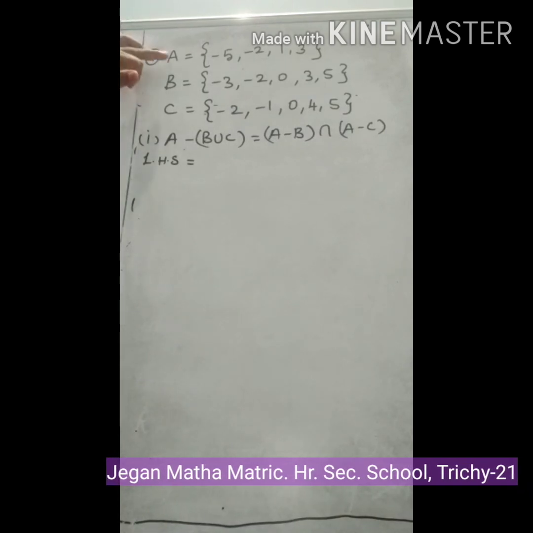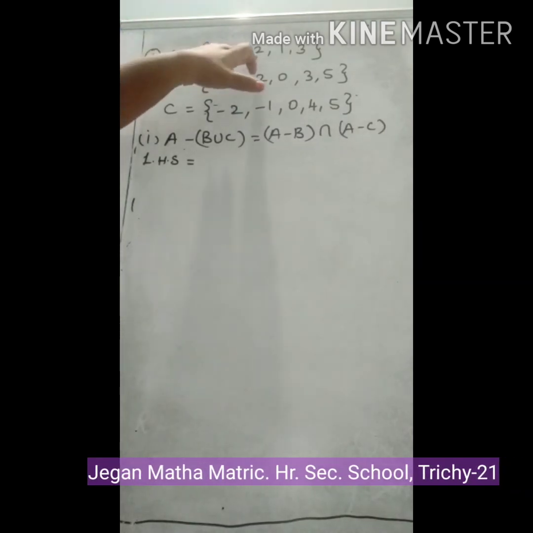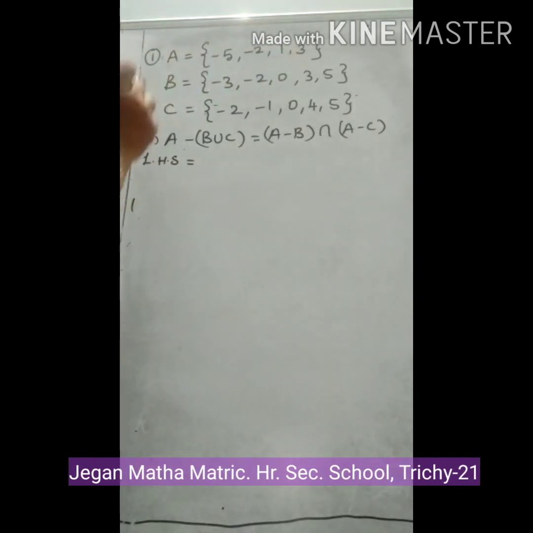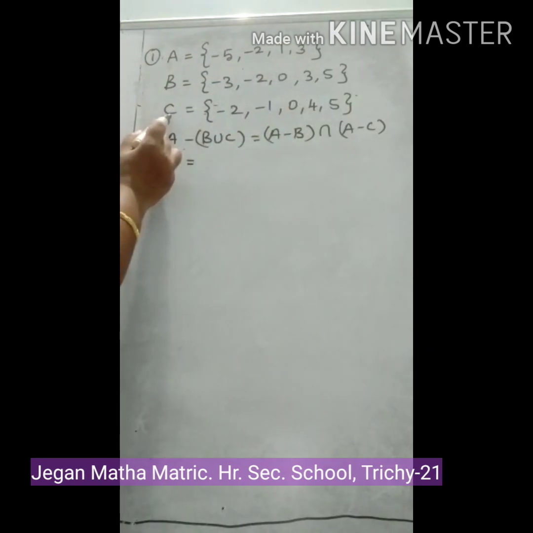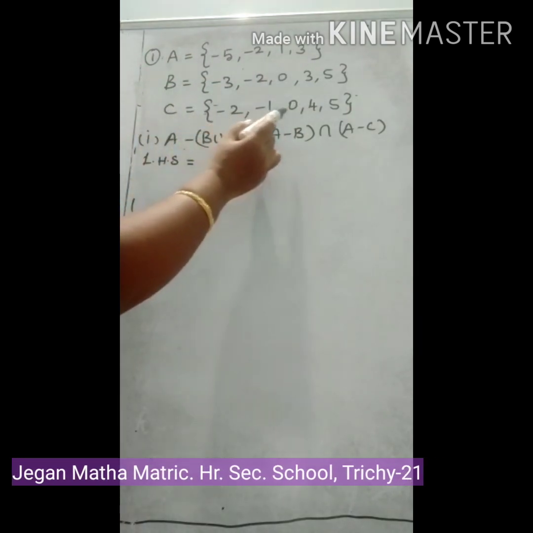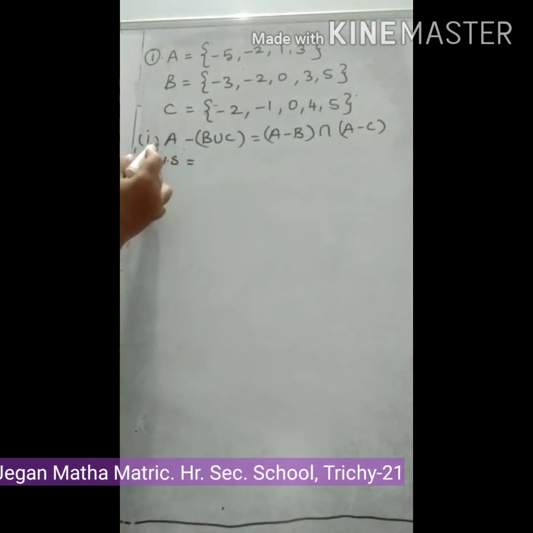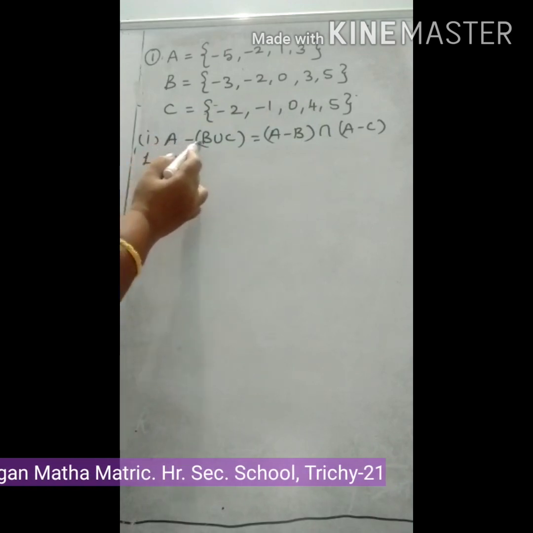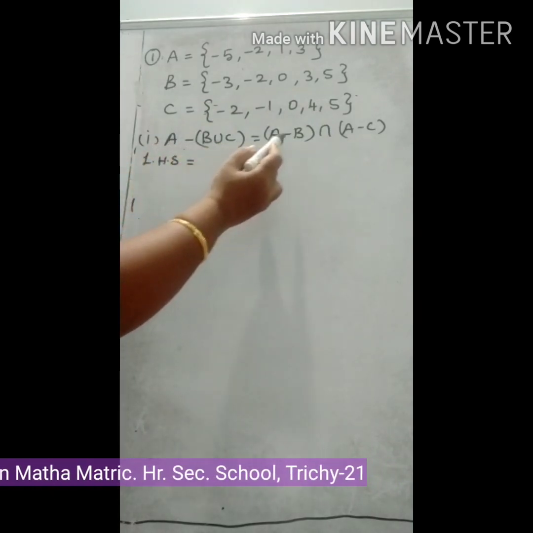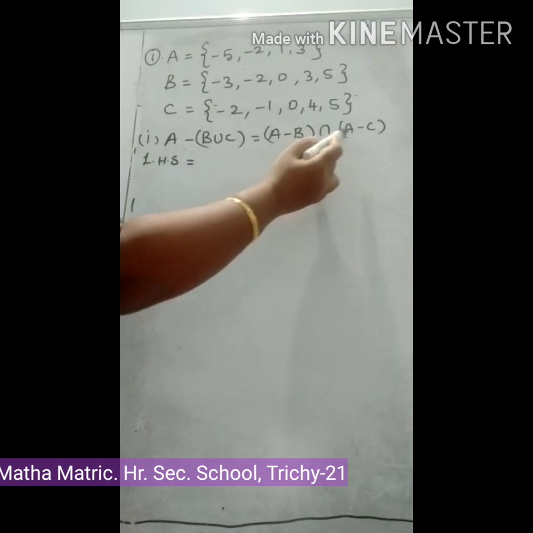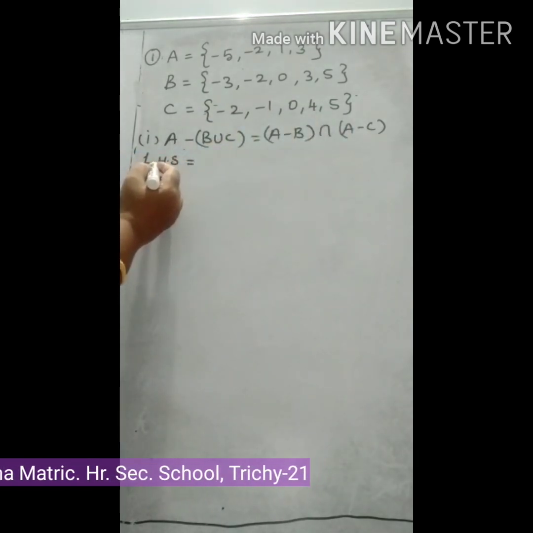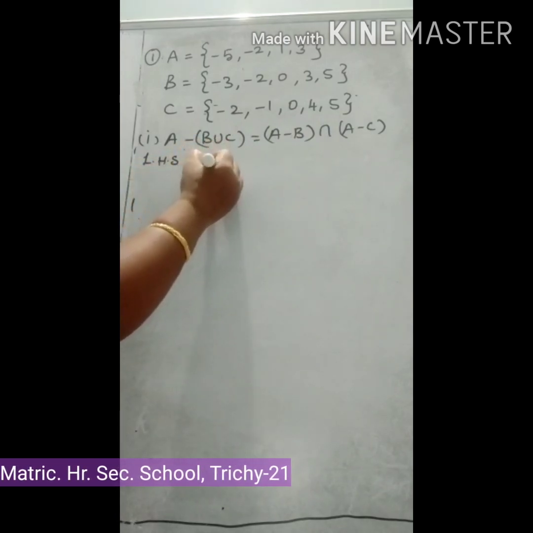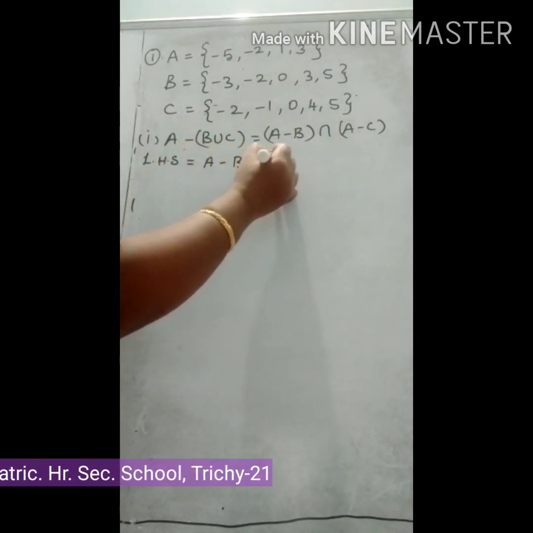Now A is equal to {minus 5, minus 2, 1, 3} and B is equal to {minus 3, minus 2, 0, 3, 5} and C is equal to {minus 2, minus 1, 0, 4, 5}. First formula is A difference B union C is equal to A difference B intersection A difference C. First consider LHS. What is LHS? A minus B union C.